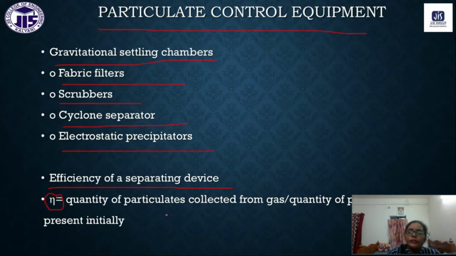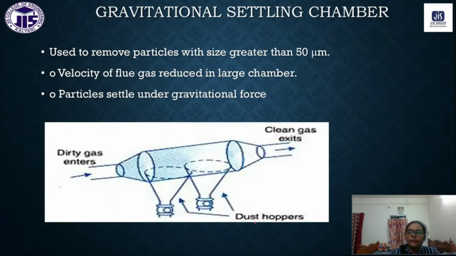By this equation we can know the efficiency of a separating device, or control device, whatever equipment we are using. Now first of all, we have the gravitational settling chamber. Gravitational settling chamber means we are using gravitational force here. This is a chamber through which the polluted air will pass.